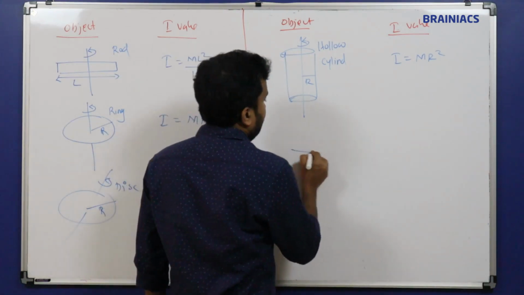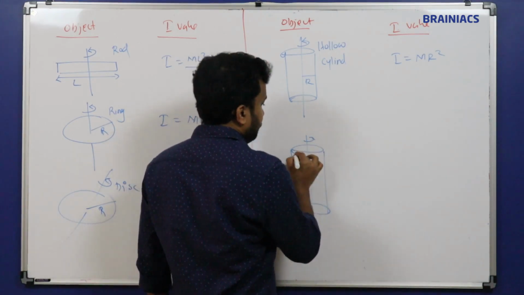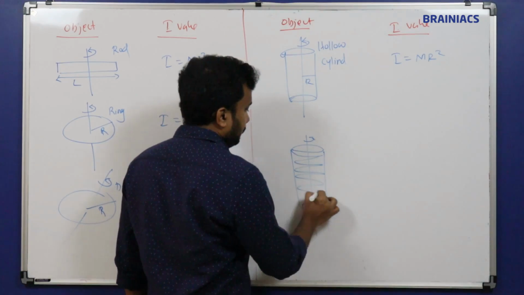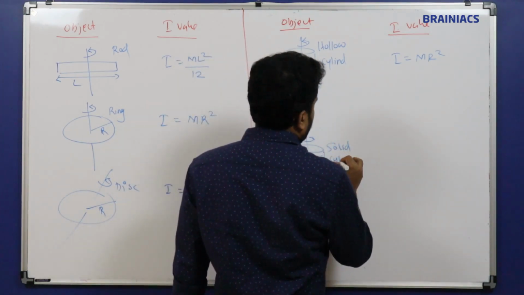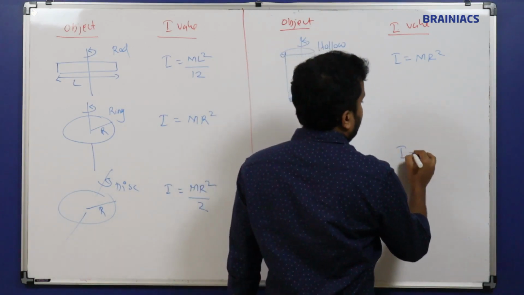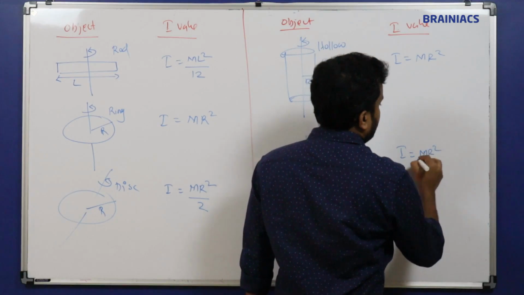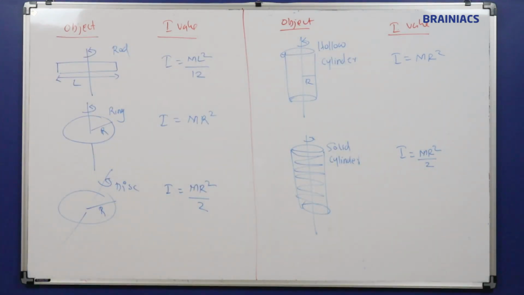Next one is the solid cylinder. So this is the solid cylinder, and I is equal to mr square divided by 2. MR square divided by 2 is the value for the solid cylinder.